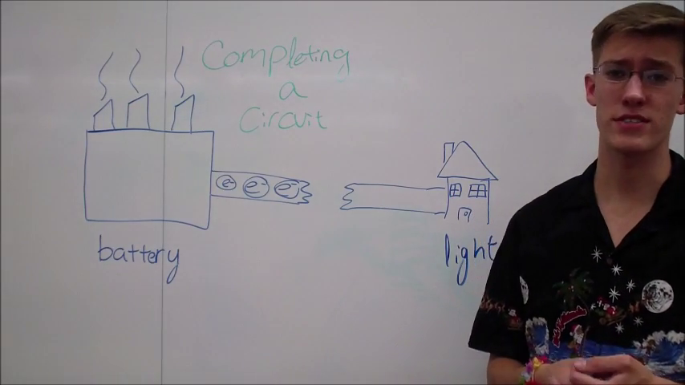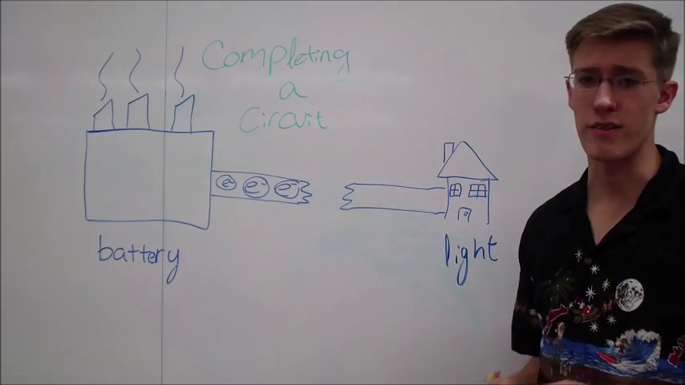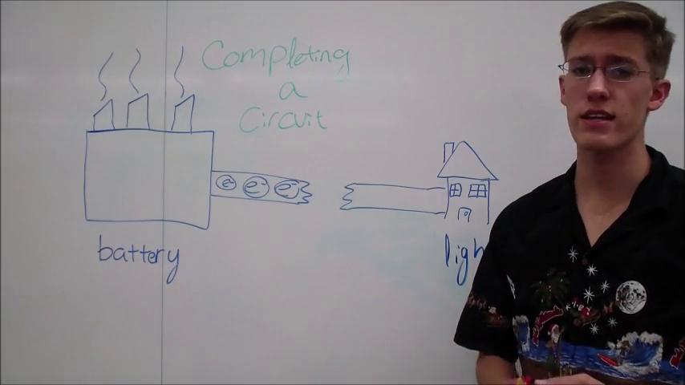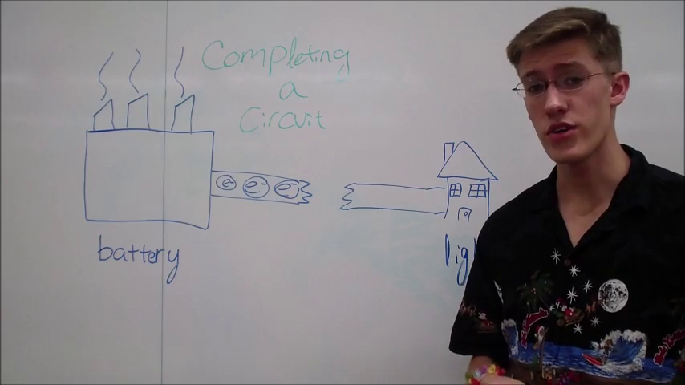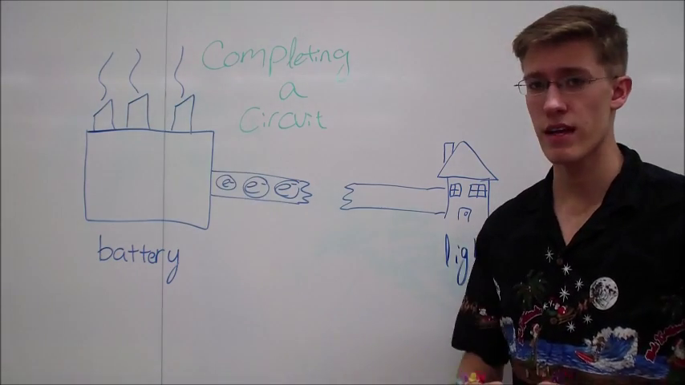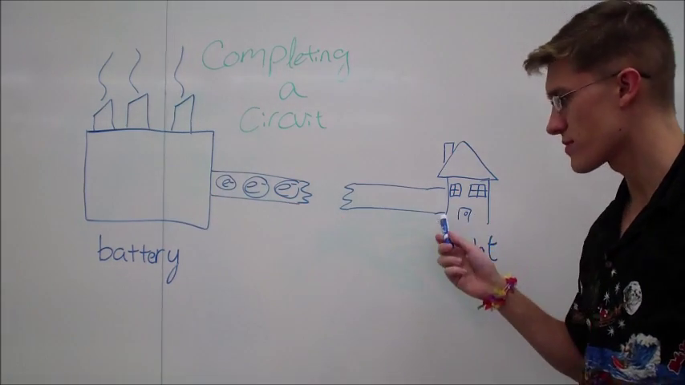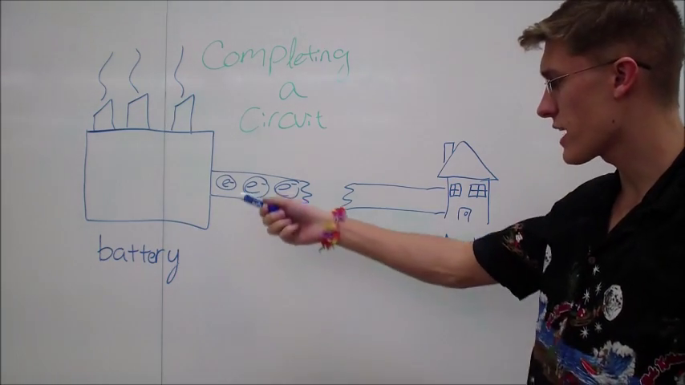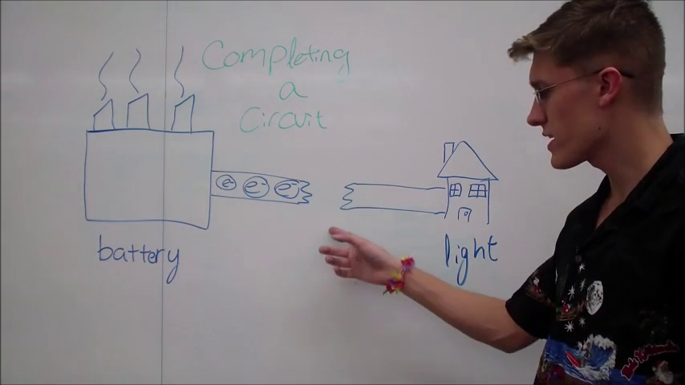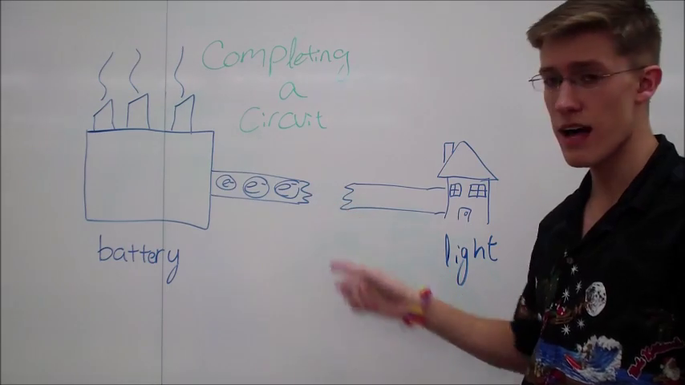Welcome to your first lesson of the day on completing a circuit. Now, within a circuit, there are several components. You can visualize a battery like a power plant. It supplies power to our homes, but only if there's a path for the energy to flow. You can see right here that there's a break in the line.